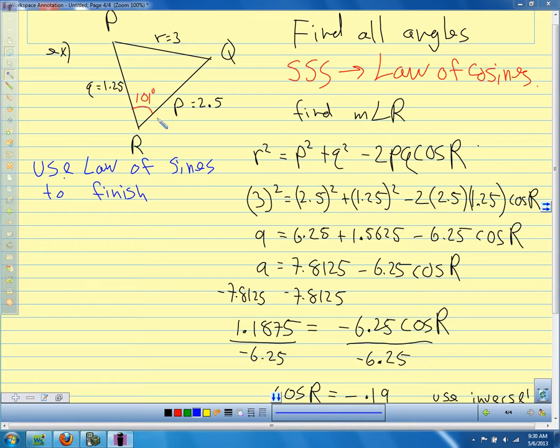So we're going to use law of sines to finish. I'm going to set up my first fraction with this angle and this side. So I'm going to say sine of 101 degrees over 3 equals, and let's find angle Q. So I'm going to say sine of angle Q over side Q, 1.25. Multiply both sides. I want to get sine Q by itself, multiply by 1.25.